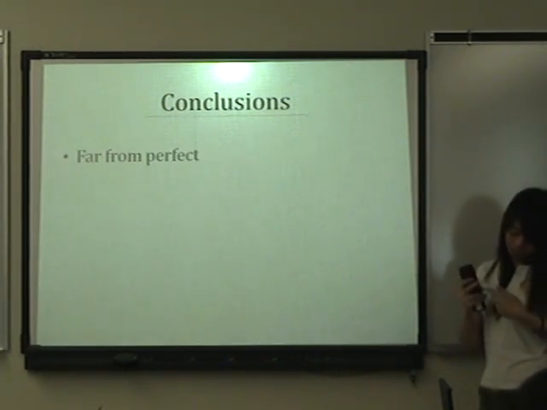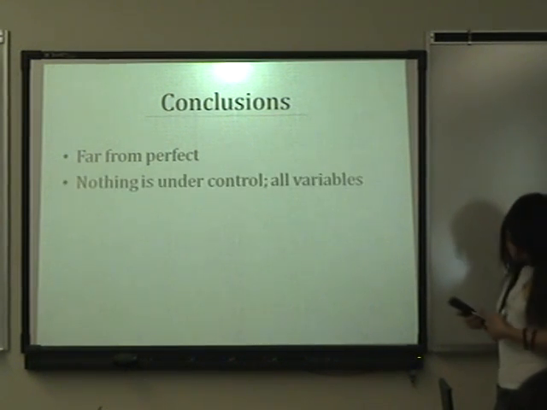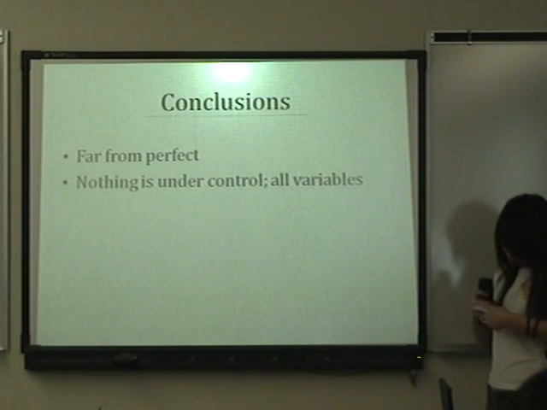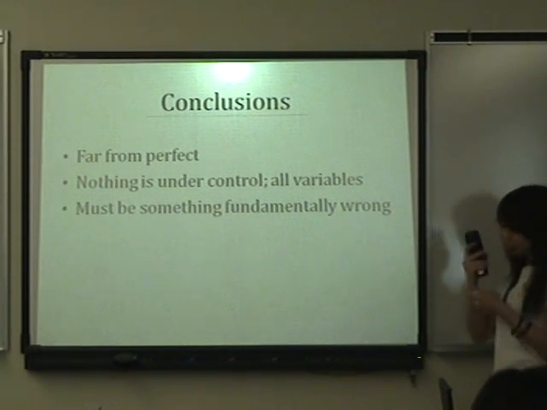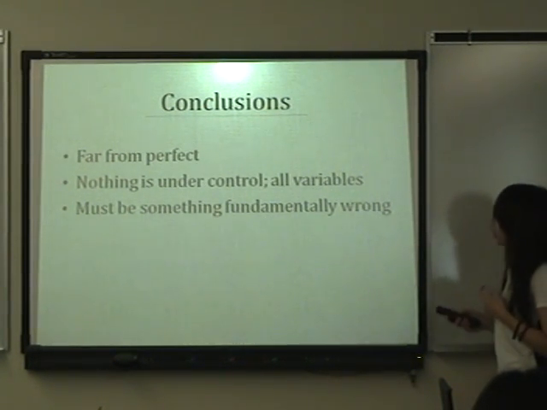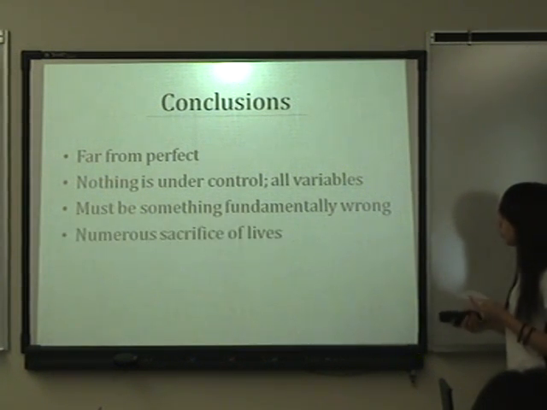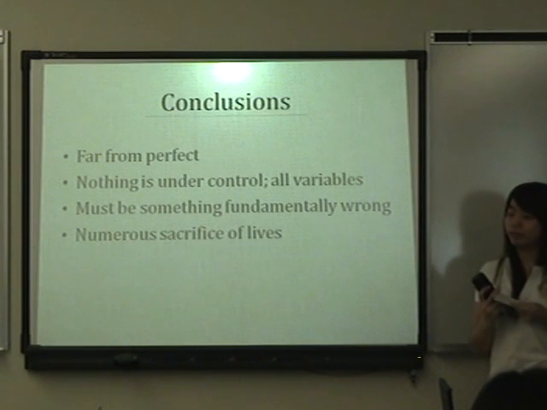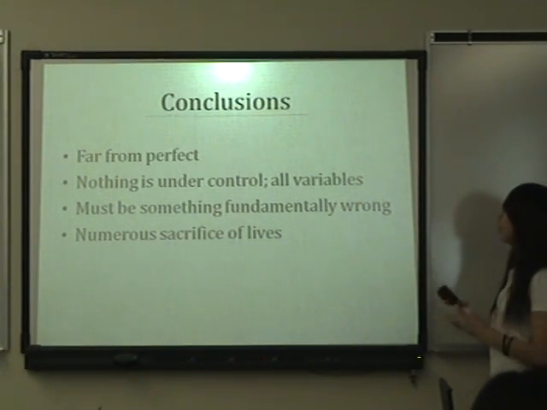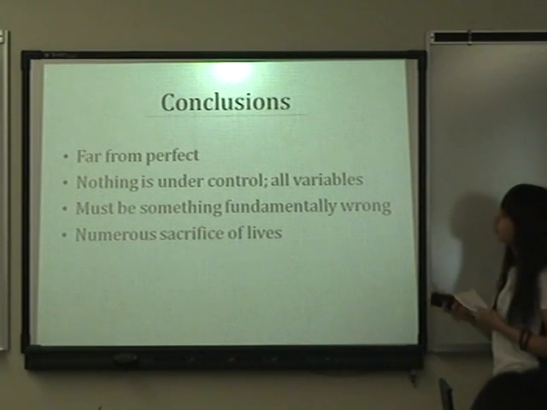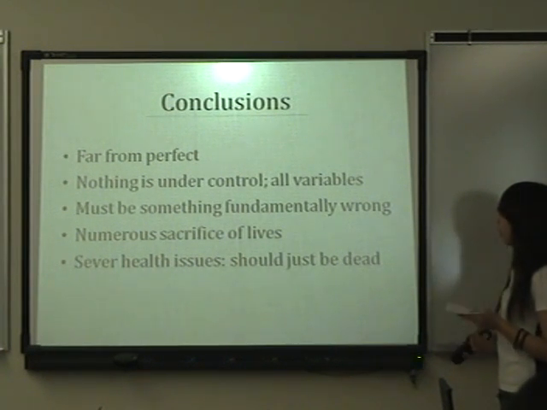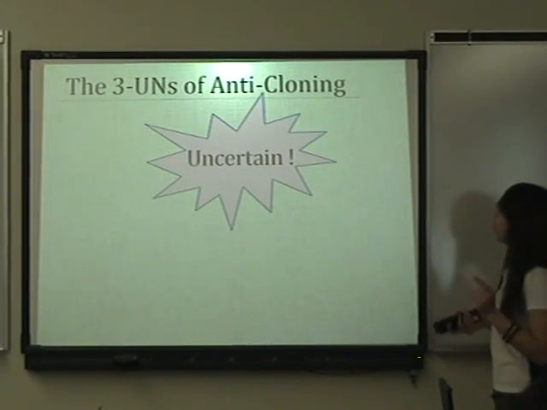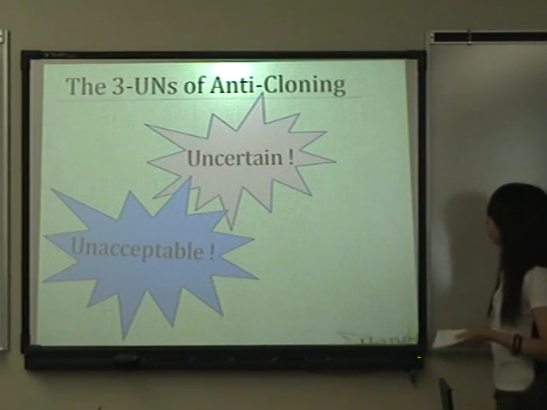So cloning is really far from perfect, and nothing about it is under control. It's like a variable. And there must be something fundamentally wrong with cloning that is causing the problems to happen. And there is going to be a lot of sacrifice of lives because you have to keep trying to get to the one successful one. And those that haven't had health issues, they should just keep that. So cloning is uncertain, unacceptable, and really unnecessary.